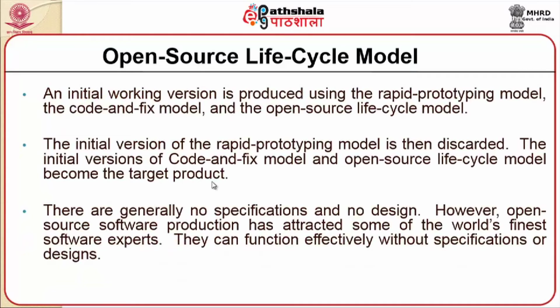An initial working version is produced using the rapid prototyping model, the code and fix model, and the open source lifecycle model. The initial version of the rapid prototyping model is then discarded. The initial versions of the code and fix model and the open source model become the target product. There is generally no specification and no design. However, open source software production has attracted some of the world's finest software experts. They can function effectively without specifications or design, and today's generation, most fortunately, prefers to go in for an open source lifecycle model.